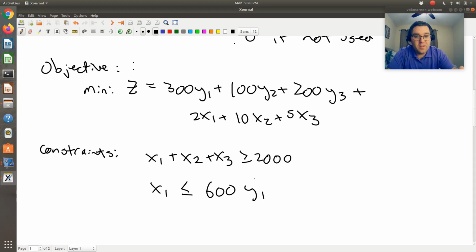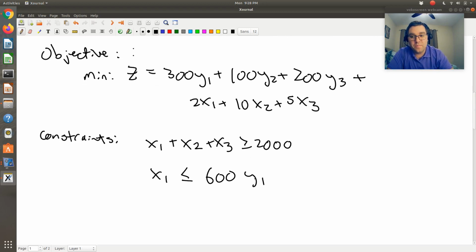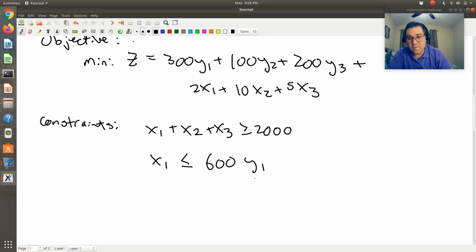But if I'm not using machine 1, y1 is going to have a value of 0, so this constraint reduces to x1 is less than or equal to 0, which can only be satisfied by x1 equal to 0 when I enforce my non-negativity constraint. So if y1 is equal to 0, x1 will also be equal to 0. And I'm going to write that down for all my others.